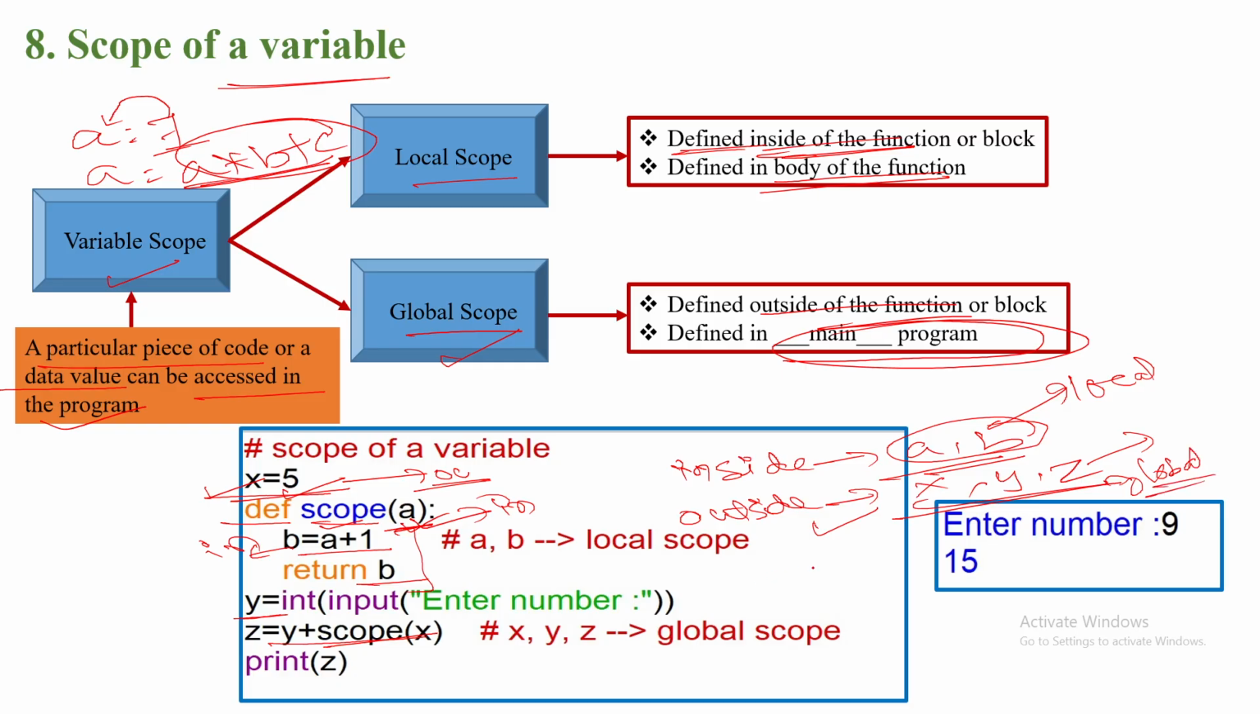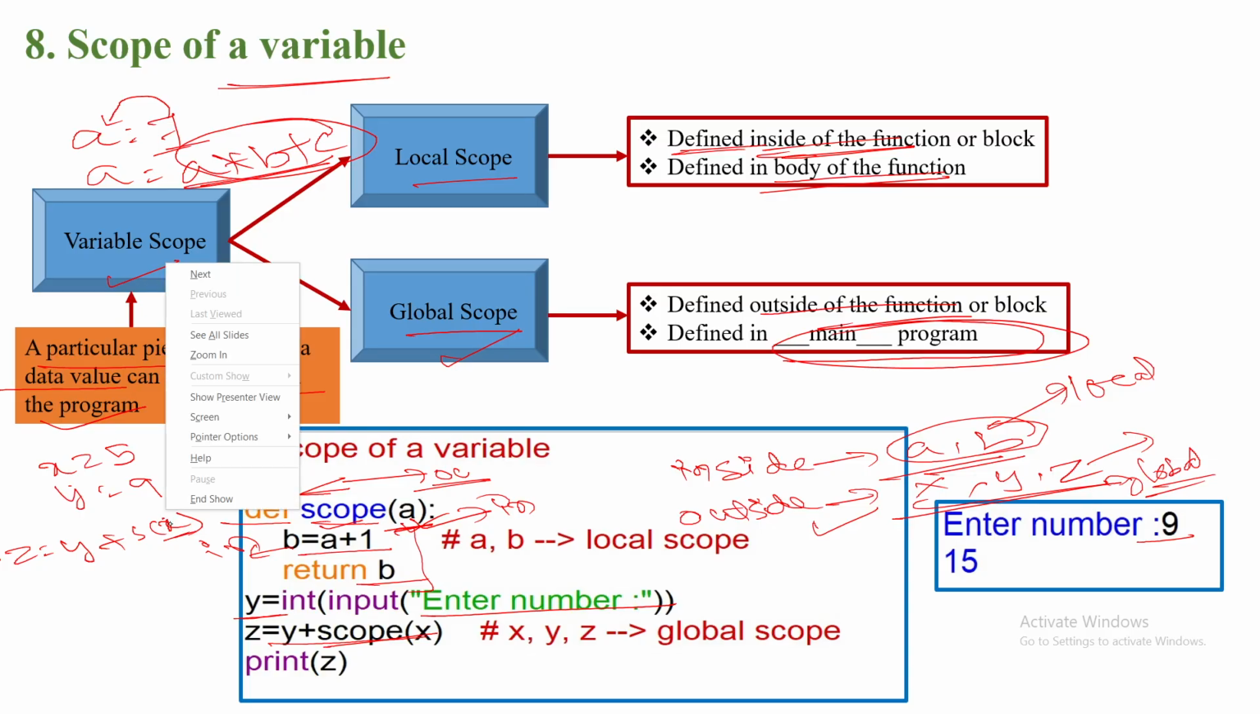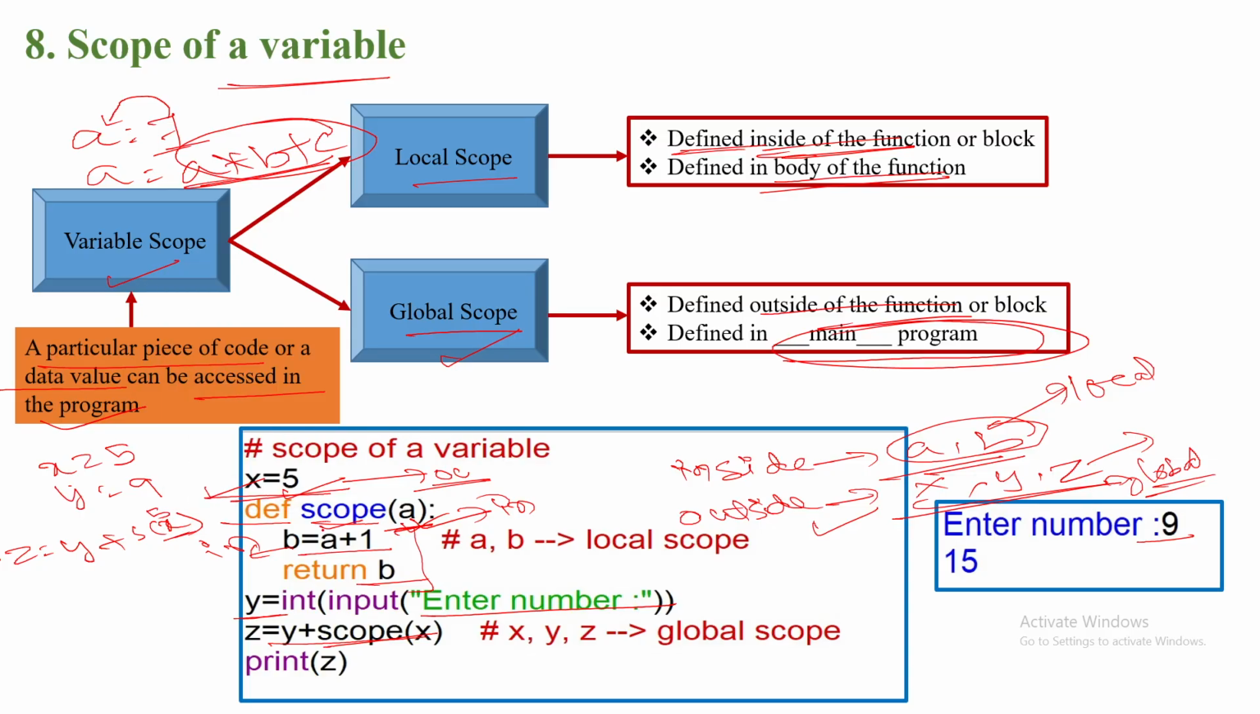Right? So here first X equal to 5. Now here Y equal to input, an integer number. Which one? This is 9. So Y equal to 9. Now Z equal to Y plus scope of X. So what is the X value? 5.